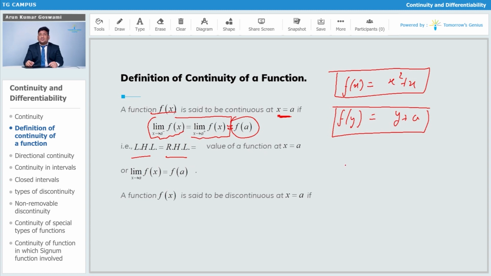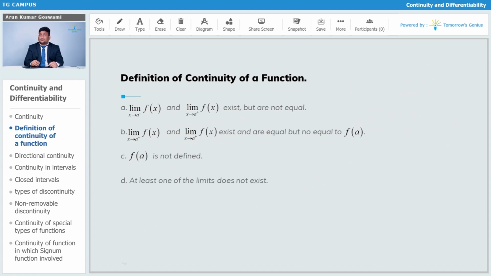It means if I'm taking x is equal to a, we have to substitute this in this function, and whatever the value will be, that should be equal to my left hand limit and right hand limit to say that this function is continuous at that particular point x is equal to a. If it is not, then we can say that my function is discontinuous at x is equal to a. Now, it is possible that my function exists but is not continuous. Yes, this is possible. Many functions exist but are not continuous at that particular point x is equal to a.